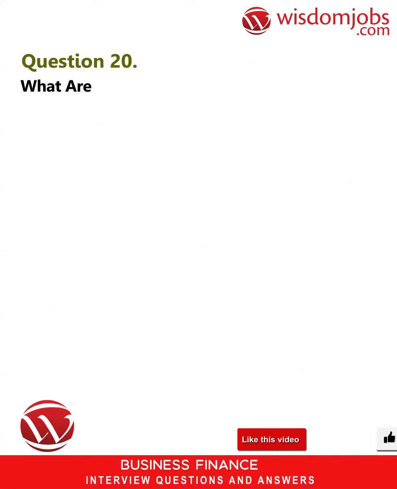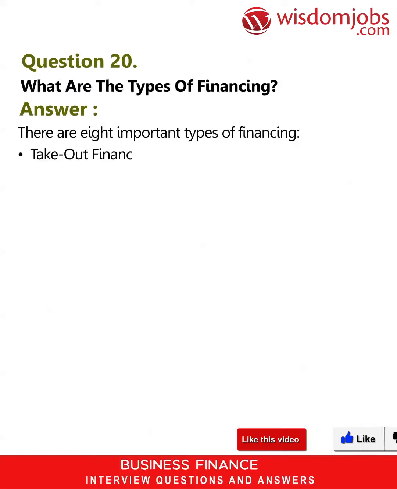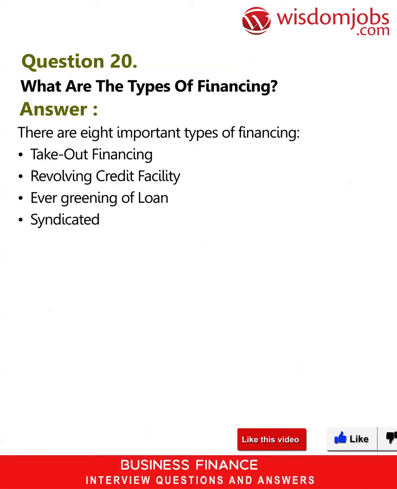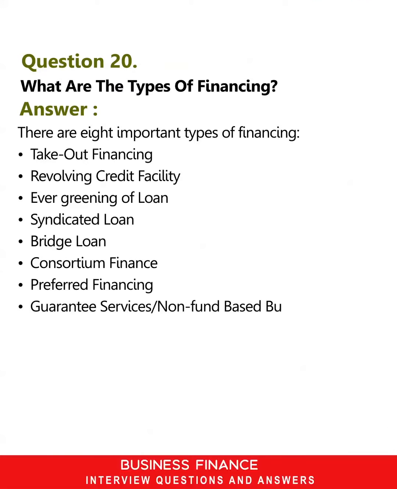Question 20. What are the types of financing? Answer. There are 8 important types of financing: takeout financing, revolving credit facility, evergreening of loan, syndicated loan, bridge loan, consortium finance, preferred financing, guarantee services / non-fund based business.